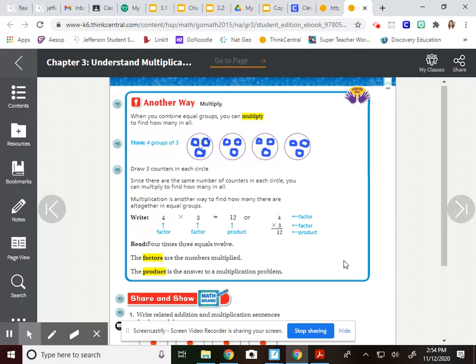Now go back into your slides and complete the assignments using your text or your workbook to help you.